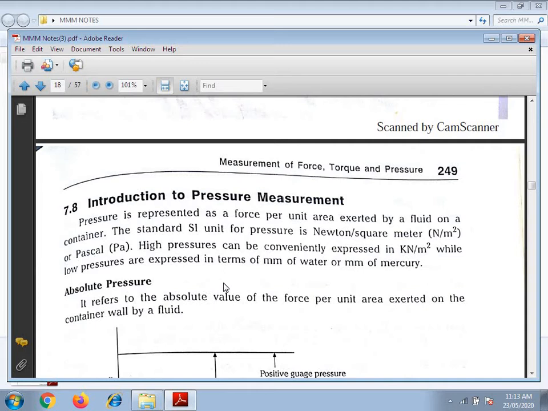Pressure measurement. Pressure is represented as a force per unit area, as you know already, exerted by a fluid on a container. The standard SI unit for pressure is newton per square meter, or pascal. High pressures can be conveniently expressed in kilonewton per square meter, while low pressures are expressed in terms of mm of water or mm of mercury. That we know already.